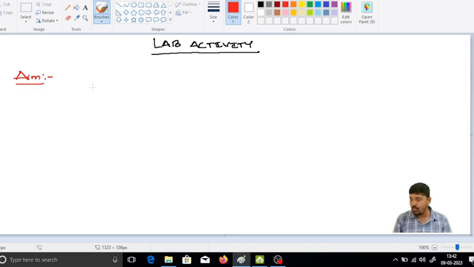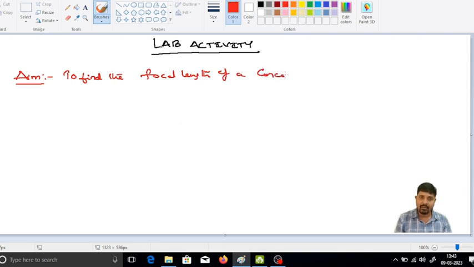I'll tell you the lab activity in which we are going to find the focal length of a concave mirror. The first lesson lab activity. How do you find the focal length of a concave mirror is the question. Now see in what way I am presenting here. Aim: to find the focal length of a concave mirror is our aim.